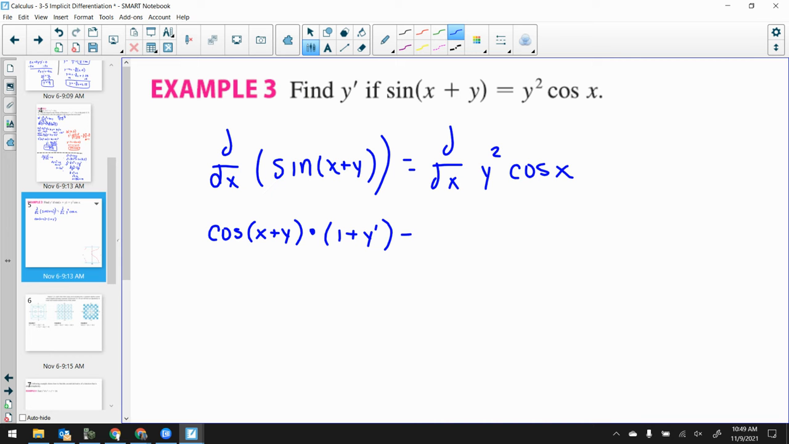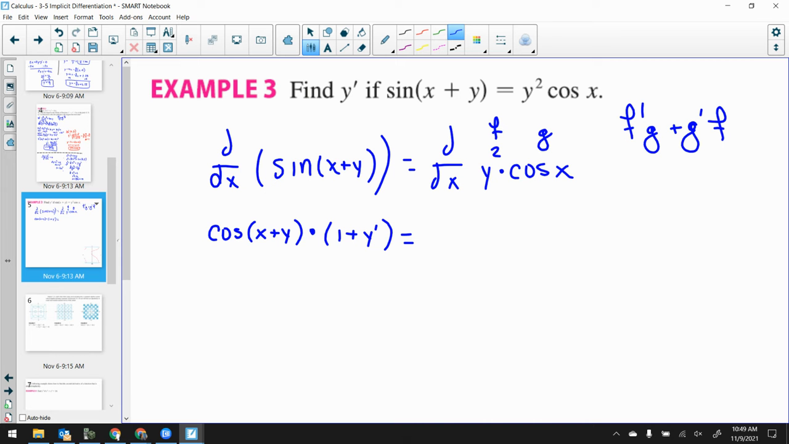Okay? And now we differentiate on the right side. What is this telling me that I have to do? Yes on the y squared, but what else? I just wrote a little dot in there. Product rule. So product rule, this is now my f, and cosine x is my g. So remember that it's f prime g plus g prime f.